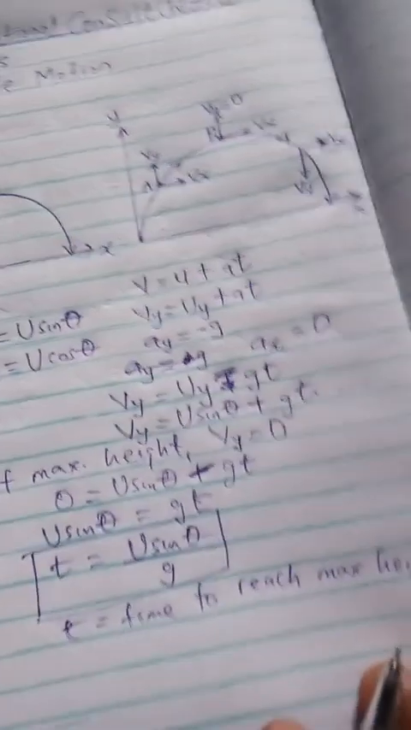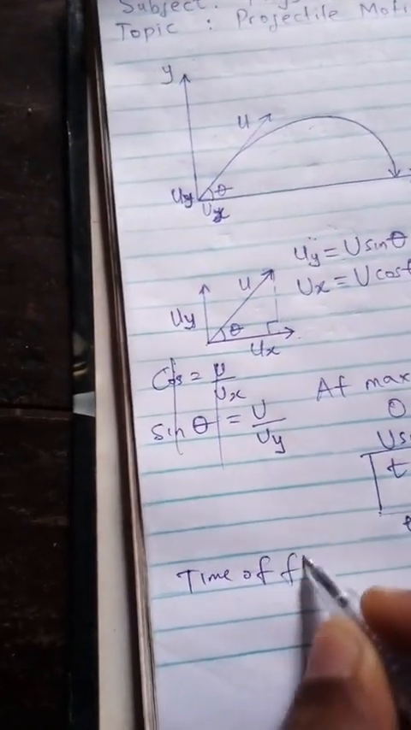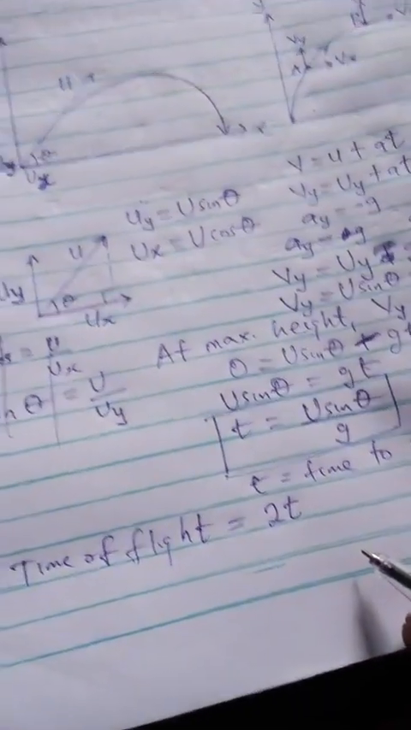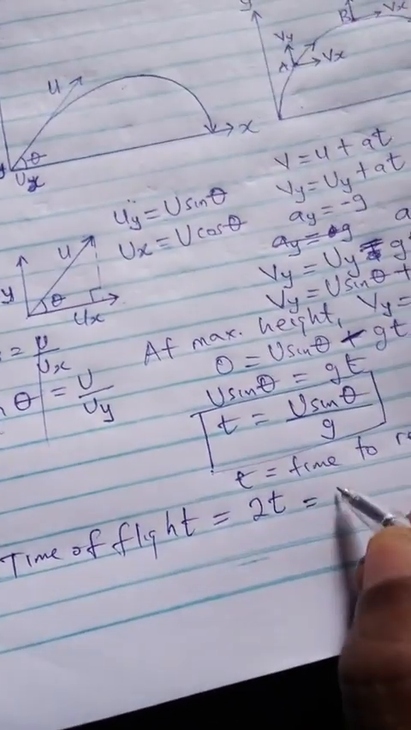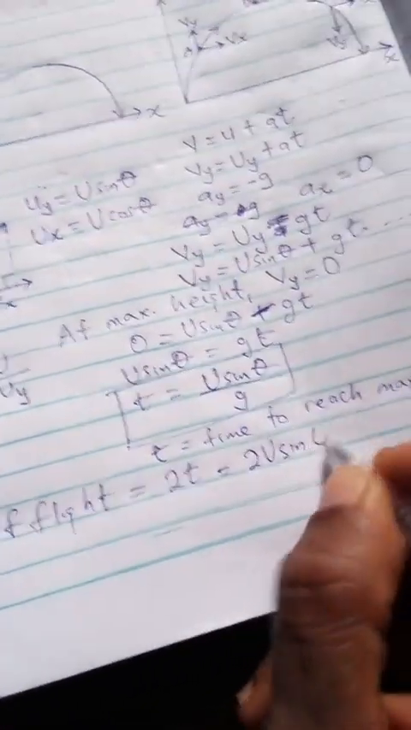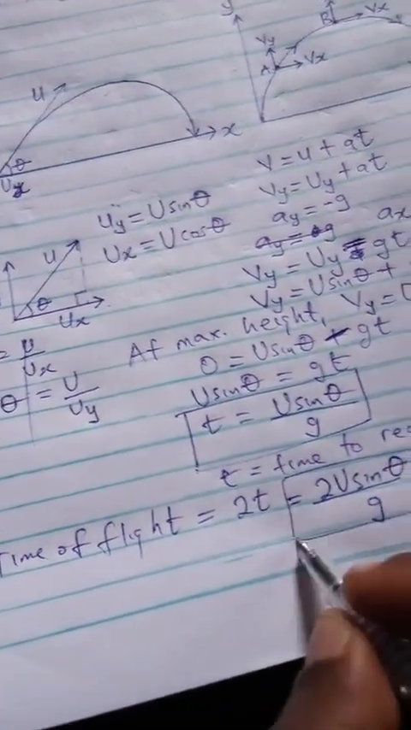Now, we can also write an expression for the time of flight. The total time of flight, T, is going to be equal to twice the time to reach maximum height. So in that case, we can say the time of flight will be 2u sin theta over g, which represents the total time of flight.